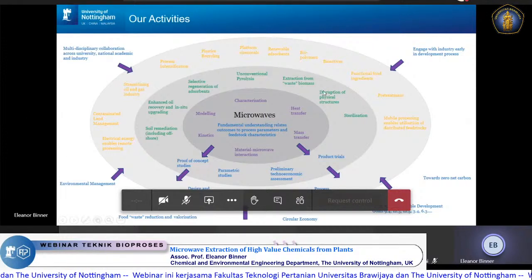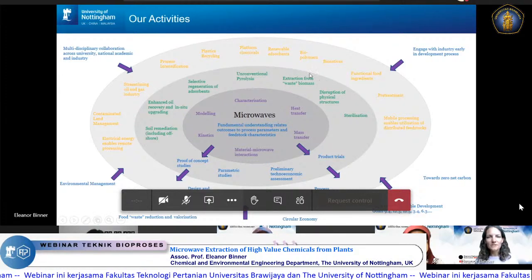They can also be used to heat things up very quickly to disrupt physical structures, so this can be used as pre-treatments as well. I'm not going to go into all of them. Today, we're going to focus on extraction from waste.